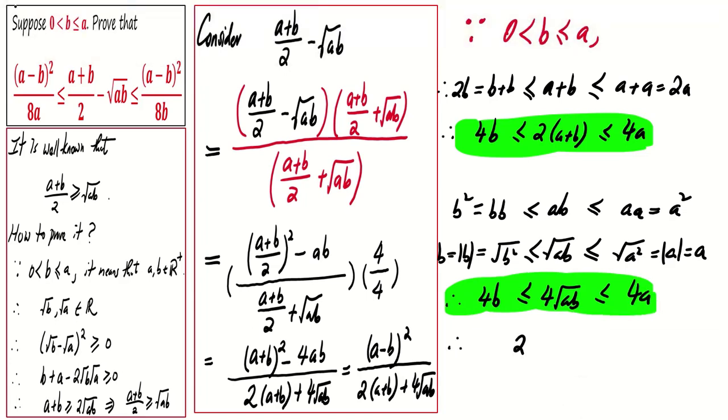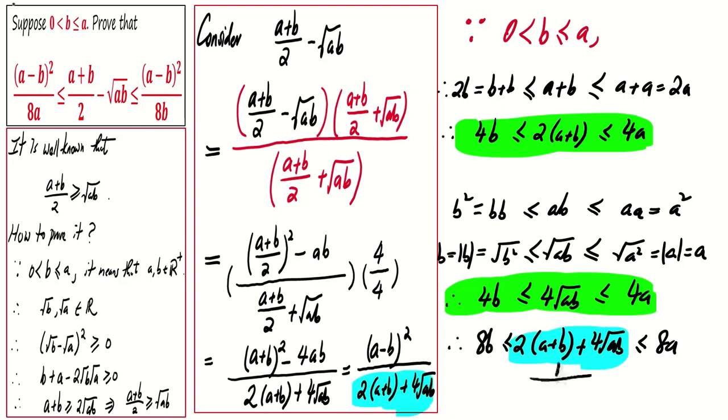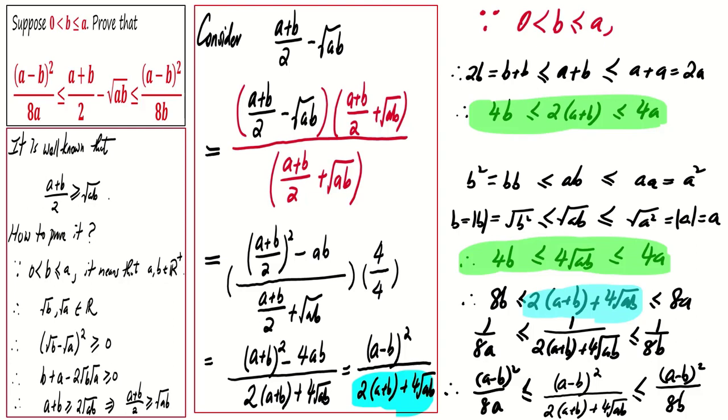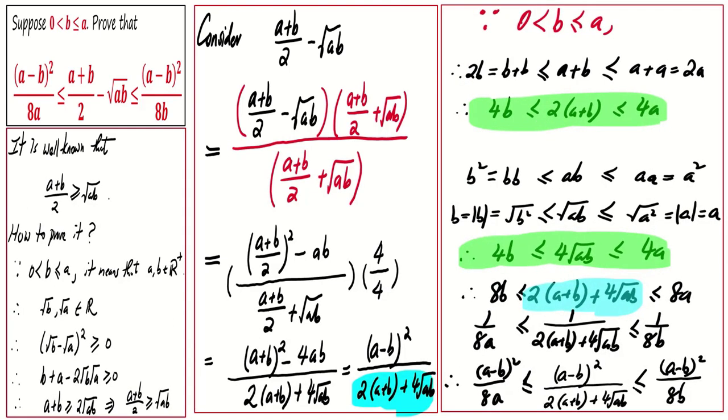From these two inequalities, the sum 2(a+b) + 4√(ab) is in between 8b and 8a. And the reciprocal is in between 1/8a and 1/8b. So the expression that we want is actually in between (a−b)²/8a and (a−b)²/8b. And hence, we prove the inequality.